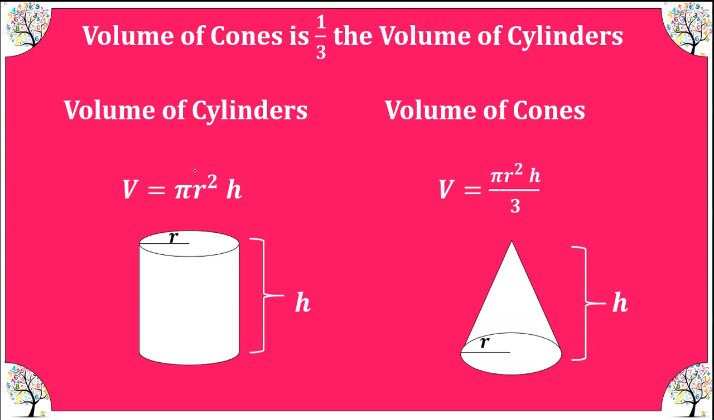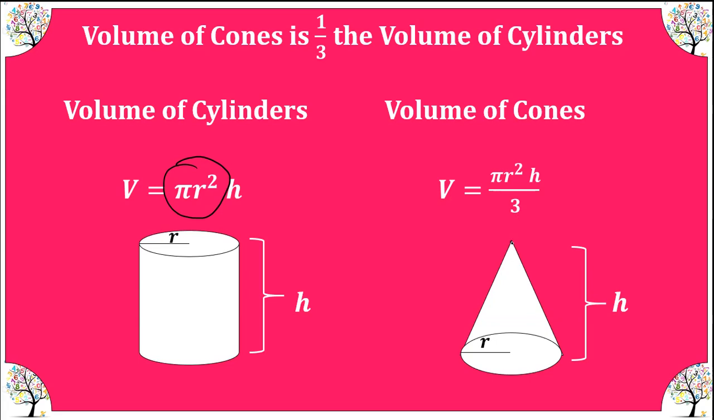We have the area of the base, and the base of our cylinder is a circle. So we're going to calculate the area of our base, which is pi r squared, and then we're going to multiply it by the height. We're going to do the exact same thing for the volume of a cone, but then we're going to divide that total volume by 3.